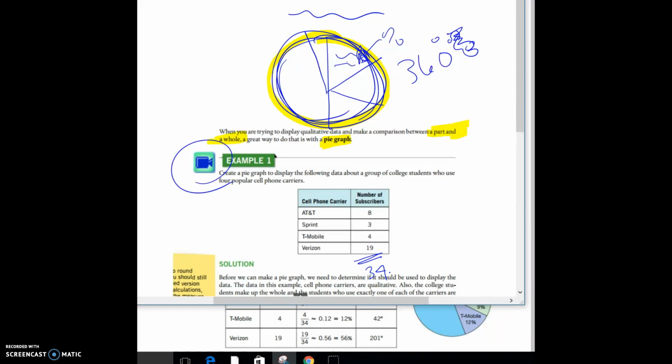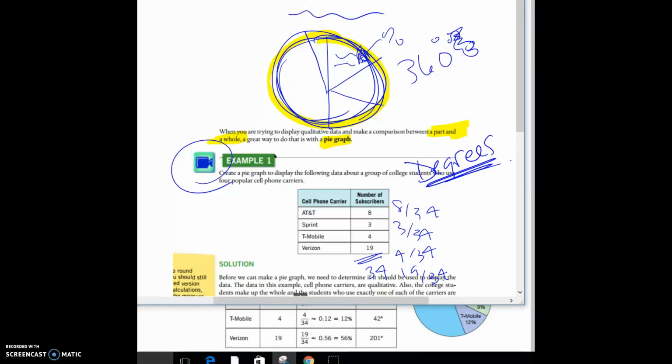And so to convert things to a percent, you always take the part divided by the total. So we're going to do that on each one. 3 out of 34, 4 out of 34, and 19 out of 34. And those are going to give you decimals, and then you can multiply by 100 to get percents. But the problem is, to make a pie graph, you need these lovely things called degrees so that you could use a protractor to figure out the angle.